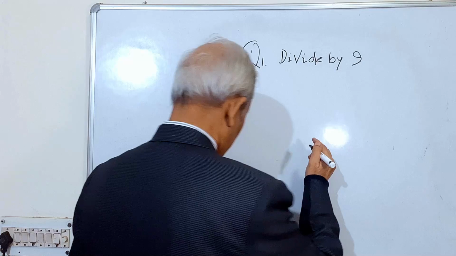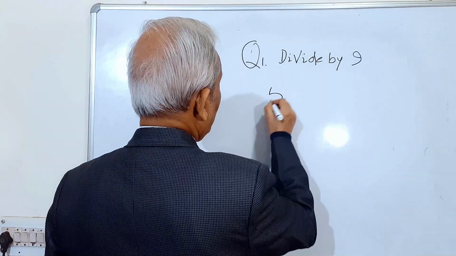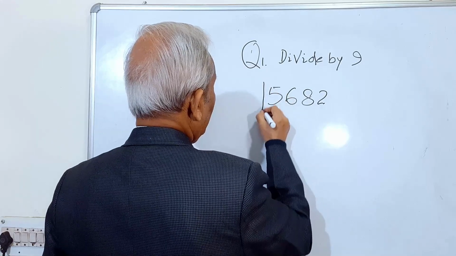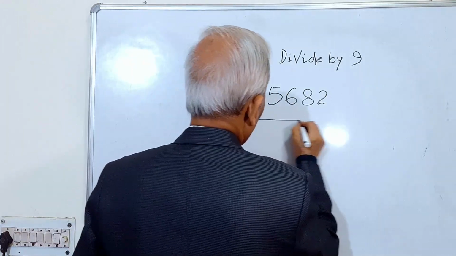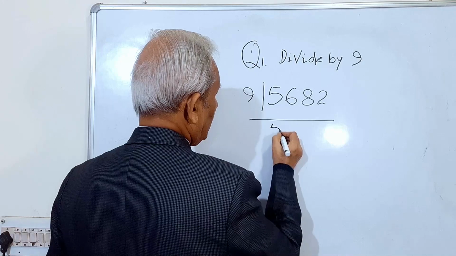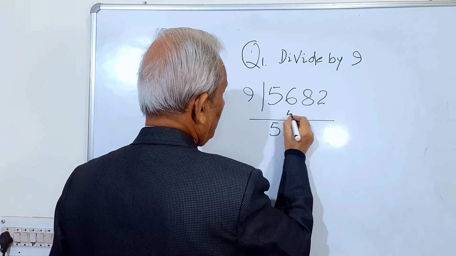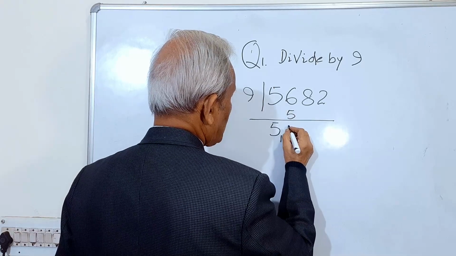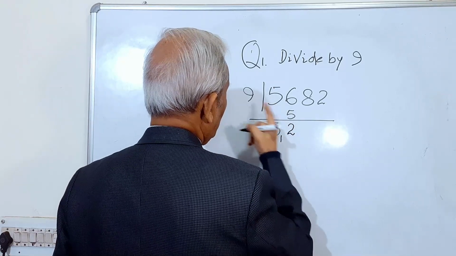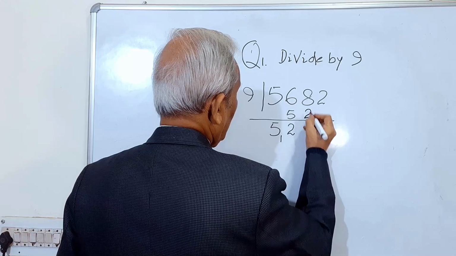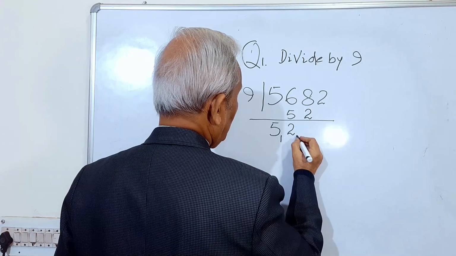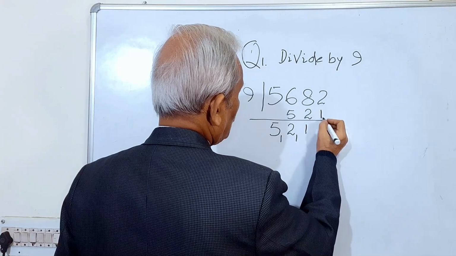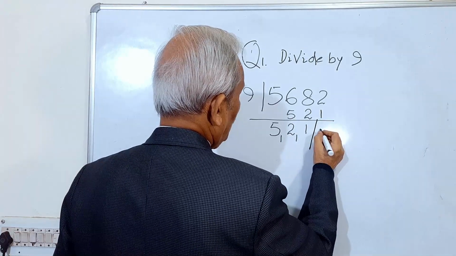5682 divided by 9. 5 comes down as it is. 5 into 1, 5 right here. 6 plus 5, 11. 9 goes one time into it, and what's remaining? 2. 2 into 1, 2 right here. 8 plus 2, 10. 9 goes one time into it, and what's remaining? 1. 1 into 1, 1. 2 plus 1, 3. 9 does not go into it, so 3.